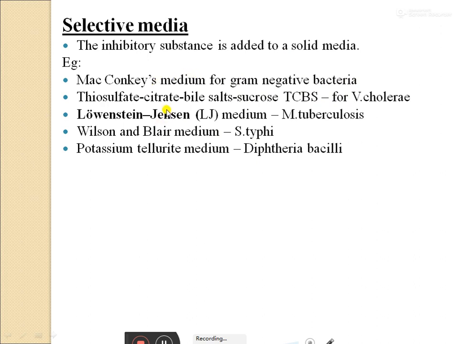Then thiosulfate citrate bile salt sucrose media, TCBS, which is selective for Vibrio cholerae. Then Lowenstein-Jensen media, which is selective for Mycobacterium tuberculosis. Wilson and Blair media, which is selective for Salmonella typhi. Potassium tellurite media, which is selective for diphtheria bacilli.